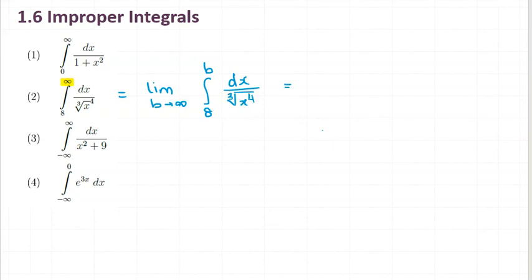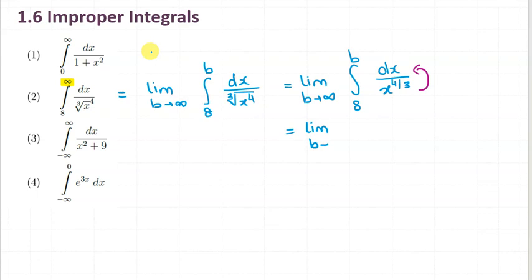It's always better to write it in the simplest form before you do the integration. So it becomes integral 8 to b, dx over x to the power 4 over 3. We know that whenever we have a term like this, we always bring it in the numerator. So this gives you limit b goes to infinity, integral 8 to b x to the power minus 4 over 3 dx.